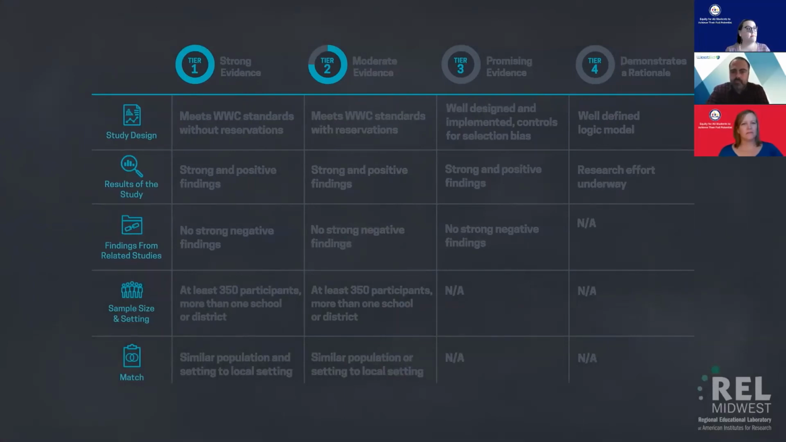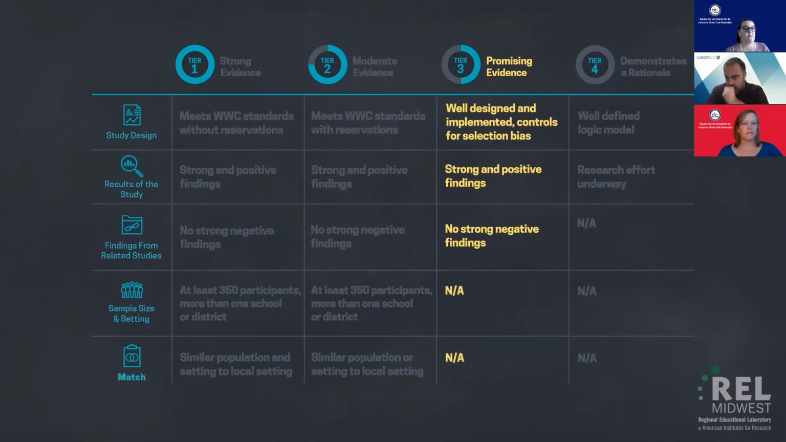For an intervention's outcomes to be rated Tier 3, or as having promising evidence by a district or school, it must be supported by one or more well-designed, well-implemented correlational study that controls for selection bias, or a well-designed causal study, have strong and positive findings of the intervention, have no strong negative findings from other well-designed causal studies. Interventions rated as Tier 3 do not have a sample or setting requirement, and do not have any requirement for having a similar population or setting.